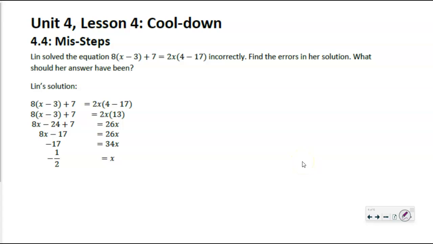Here's our cool down. Lynn solved the equation 8 groups of x minus 3 plus 7, which is equal to 2x times 4 minus 17, incorrectly. Find the errors in her solution, and what should her answer have been. I don't even want to look at Lynn's work until I've done the work for myself. Anytime I need to find somebody's mistake, it's always best to know what I'm doing or what I would do to begin with. So I'm going to solve the problem for myself first.